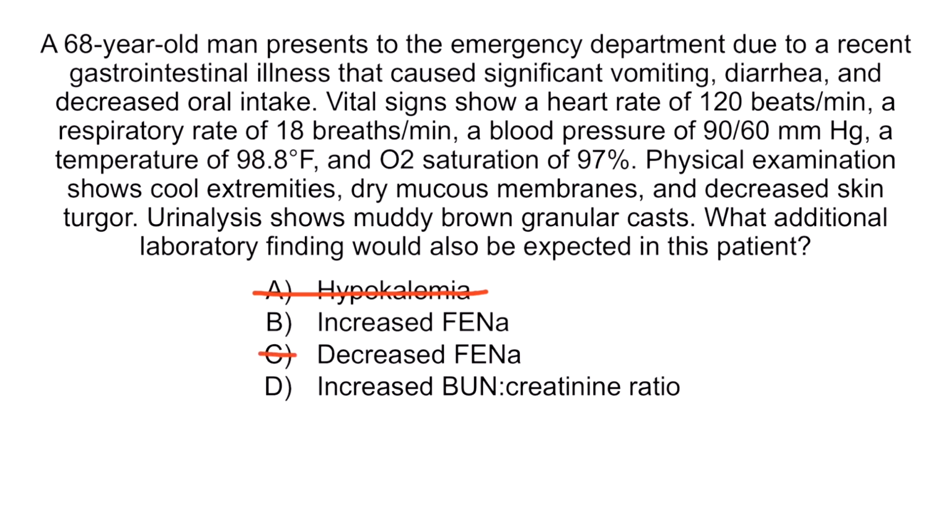Answer choice C and D are incorrect because these results would point toward a pre-renal acute kidney injury where sodium and BUN are reabsorbed in response to hypovolemia. In acute tubular necrosis, the fractional excretion of sodium will increase and the BUN creatinine ratio will remain normal due to the inability of the tubules to resorb sodium and BUN. And that concludes the section.